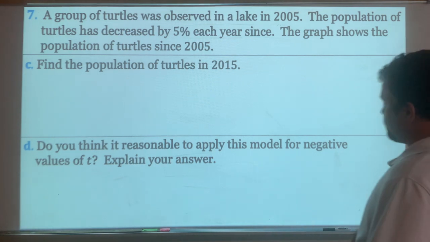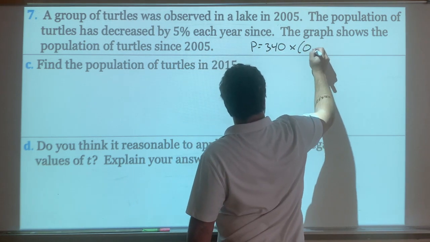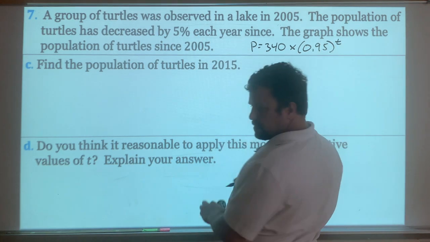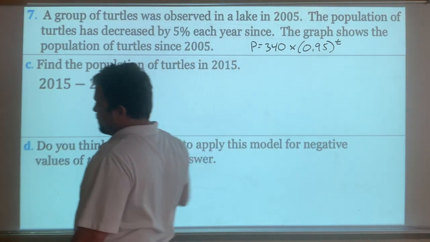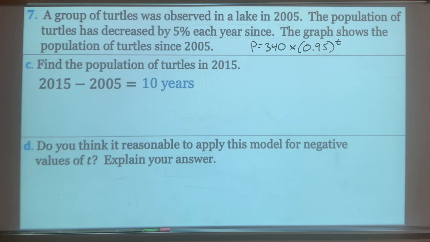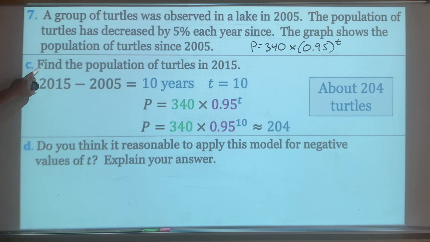All right, so what do we know? We know that P equals 340 times 0.95 to the T. So how do we find the population of turtles in 2015? Since it initially started in 2005, the number of years is 2015 minus 2005, which is 10 years. So we can just make T equal 10. We plug that into our equation: P equals 340 times 0.95 to the 10th power, which is approximately 204. 204 what? Turtles. So after 10 years, the number of turtles went down from 340 to 204.